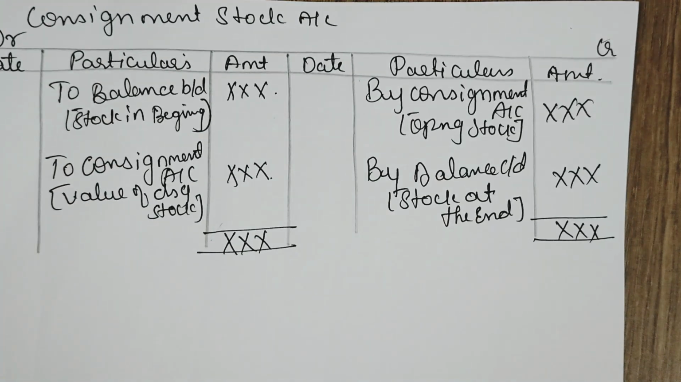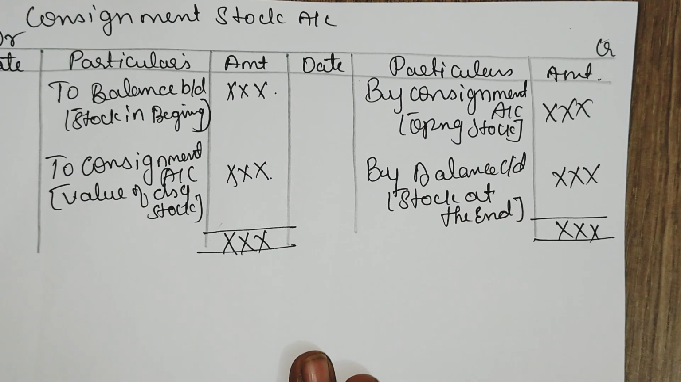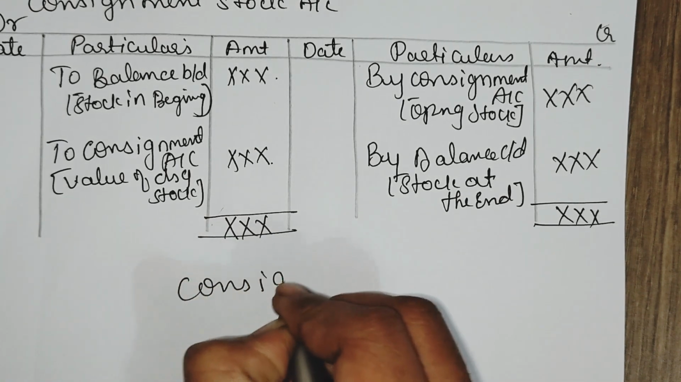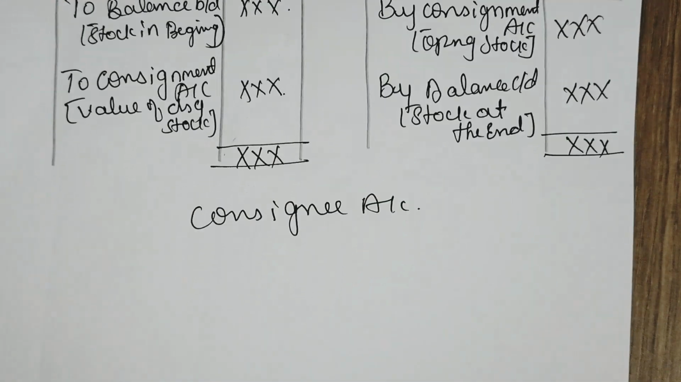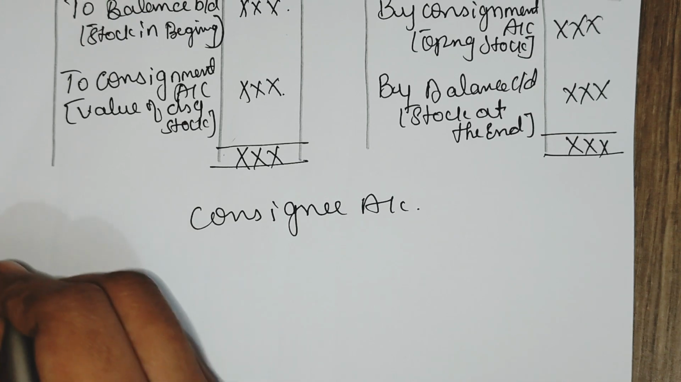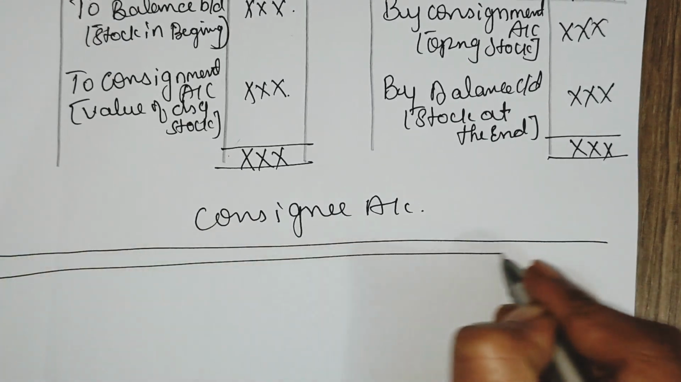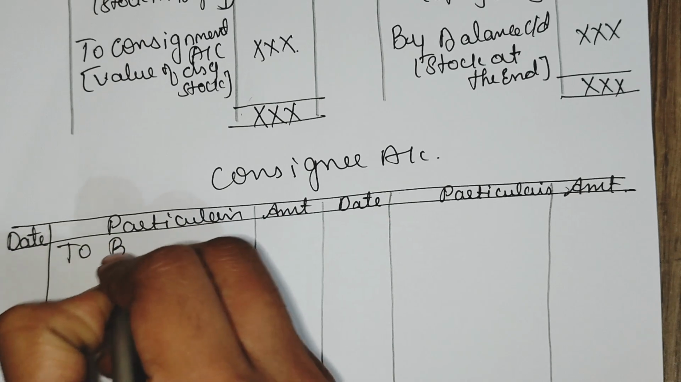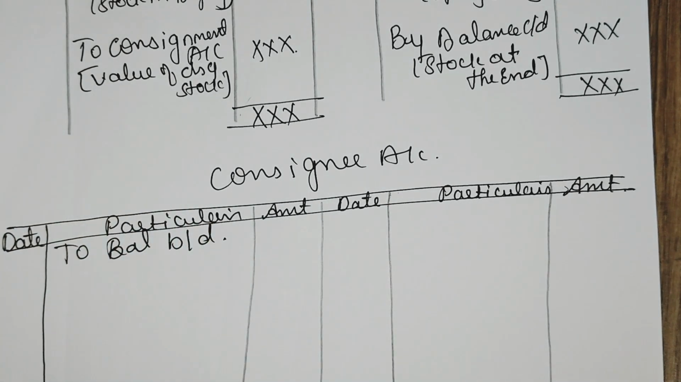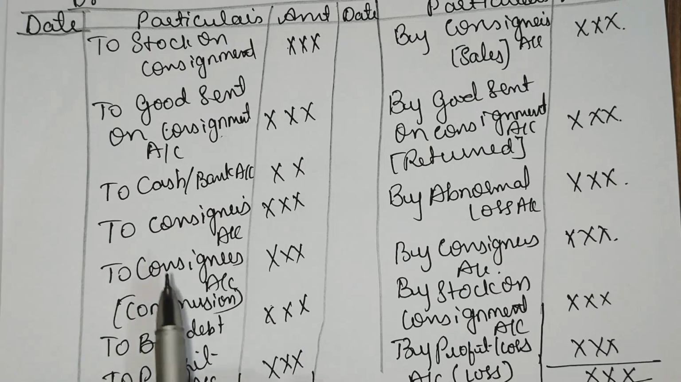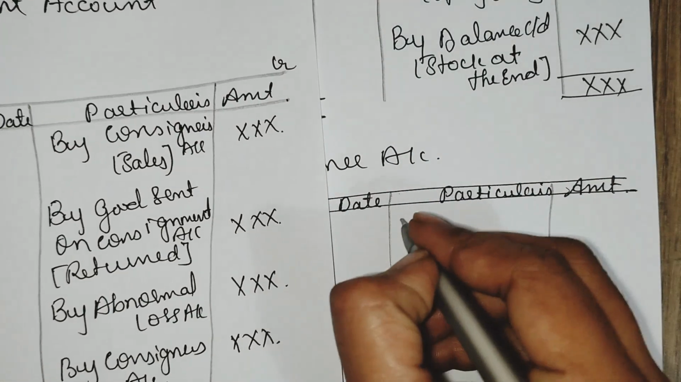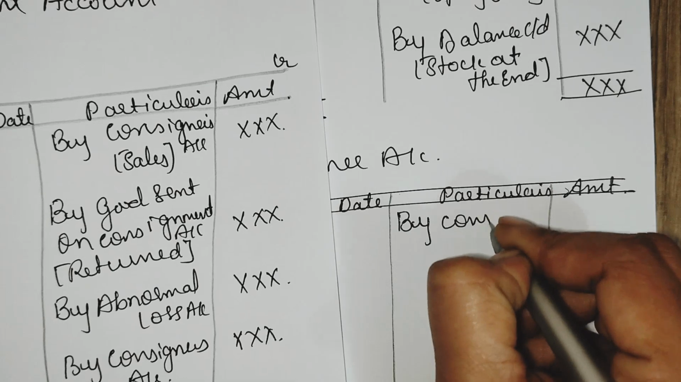Yes. The next last account which we are preparing in the books of consignor is consignee account. Consignee account we are preparing. This is the last account. 4 ledger accounts we are preparing. The last account is consignee account. In the consignee account, we are debiting any balance from the previous consignment, that will be debited to balance brought down. If you see consignment account, here consignee's account we have debited for the expenses. So this we are crediting here the consignment account.